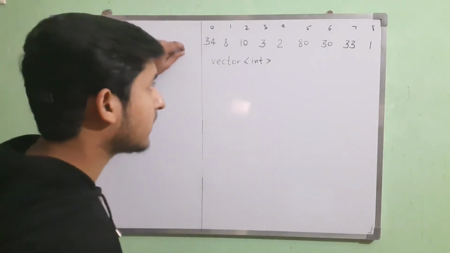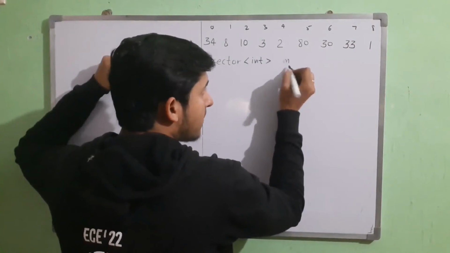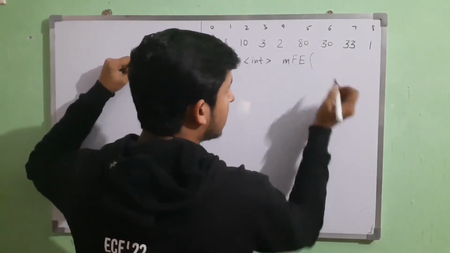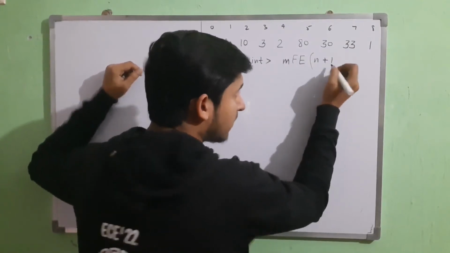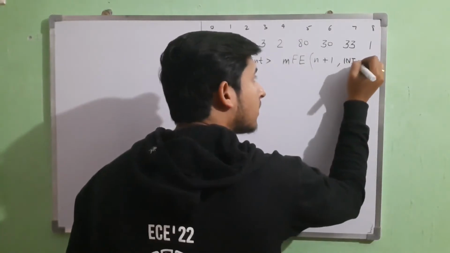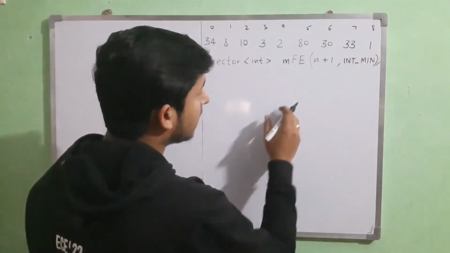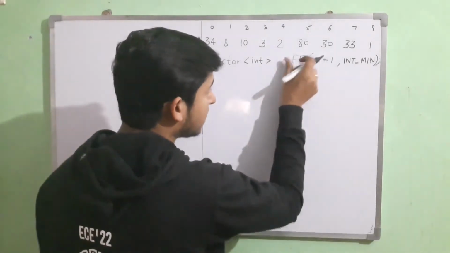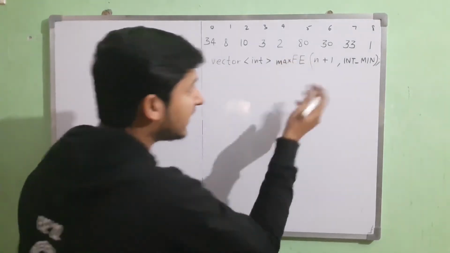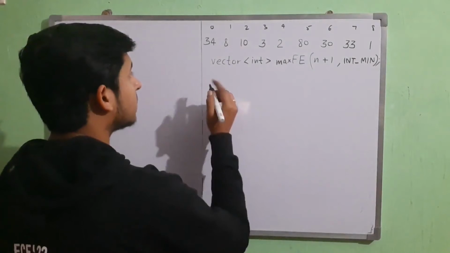Okay, first I'll write maximum from end. So if I write m f e, maximum from end of size n plus 1, you know why that is a better solution? Int min, because if it is storing maximum, okay, you might think, why m for max, m for min. So max fe, max from end, n plus 1 is the size, and this is the initialized value.